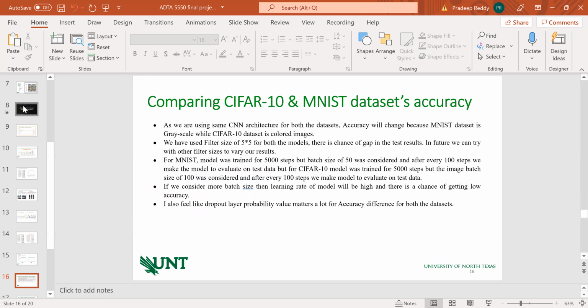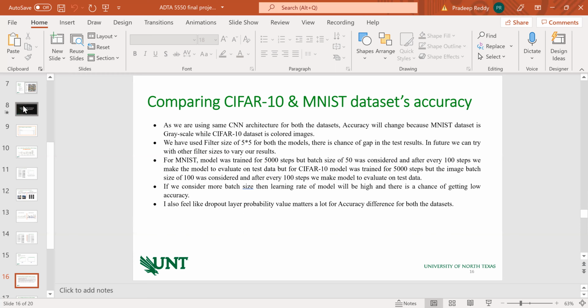Comparing the CIFAR-10 and MNIST dataset accuracy, I think the following possibilities should be considered. Although we are using the convolutional neural network architecture for both datasets, accuracy will change, because the MNIST dataset is grayscale, while the CIFAR-10 dataset is color images. We have used a filter size of 5 by 5 for both the models. In future, we can try other filter sizes to vary our results.